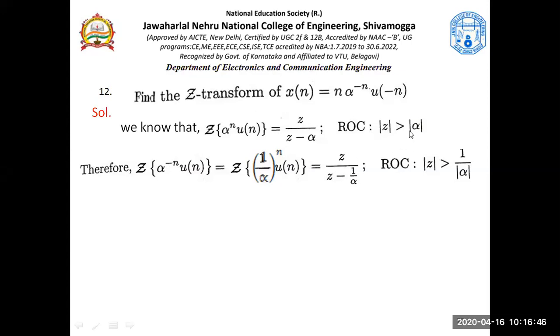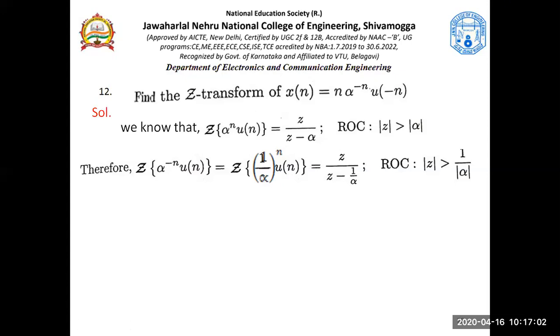So in place of a, we have 1 by alpha, so it is z by z minus 1 by alpha. In place of alpha, you have 1 by alpha, right? So the ROC is mod z greater than 1 by alpha. Is this understood? Everybody understand this now? Okay.